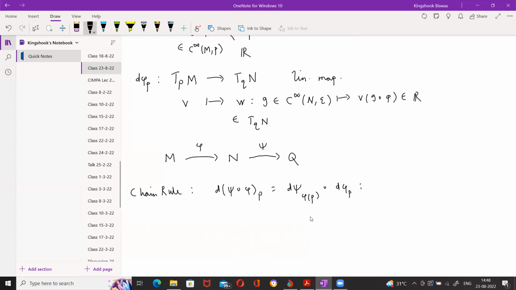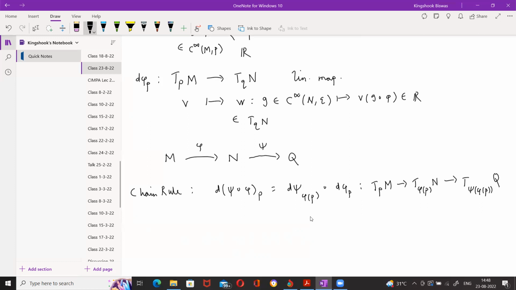Okay, so this will be a linear map from TPM to T phi P N to T psi phi P Q. Is this okay? Yeah. So you have this chain rule, all right?